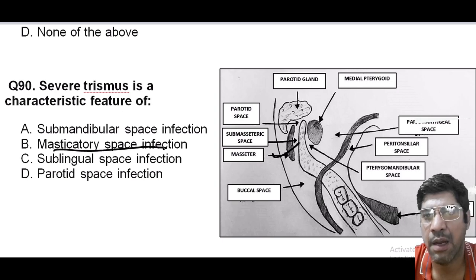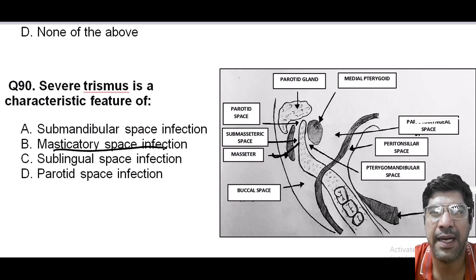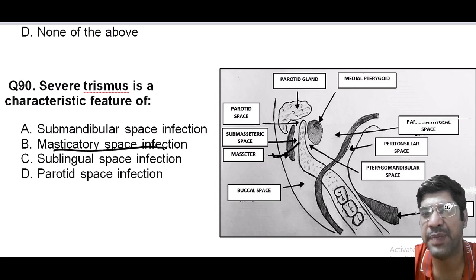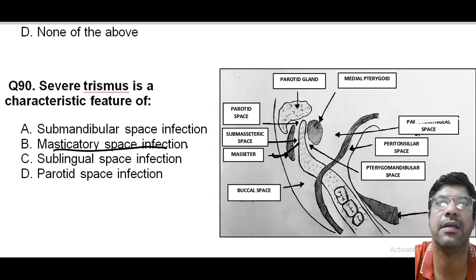So the masticatory space is an anatomical compartment in the head and neck that contains the muscles of mastication, including the masseter, temporalis and pterygoid muscle. So infection in this space will cause swelling and pain and limited mouth opening, that is trismus, due to the inflammation and the muscle involvement.